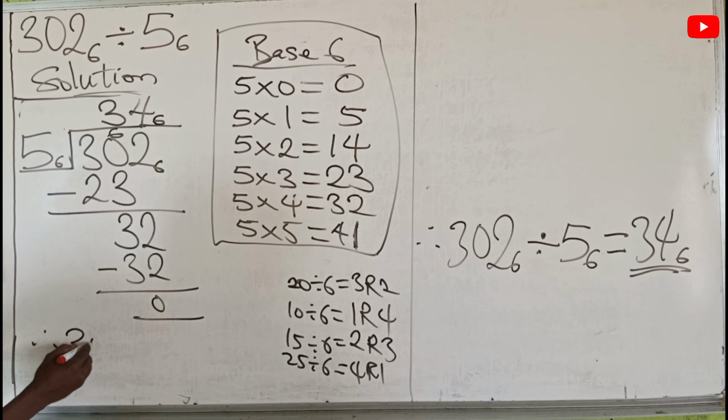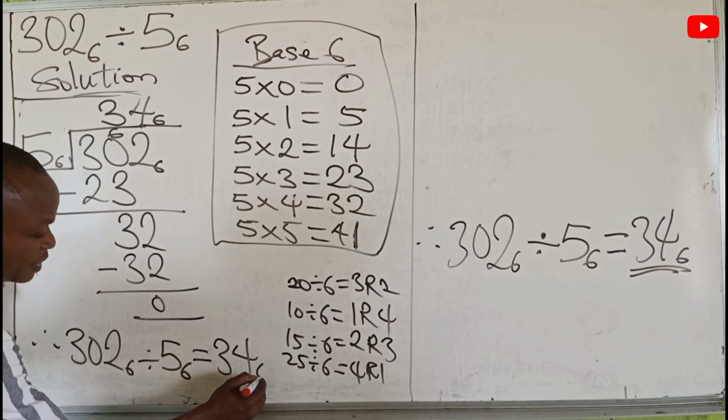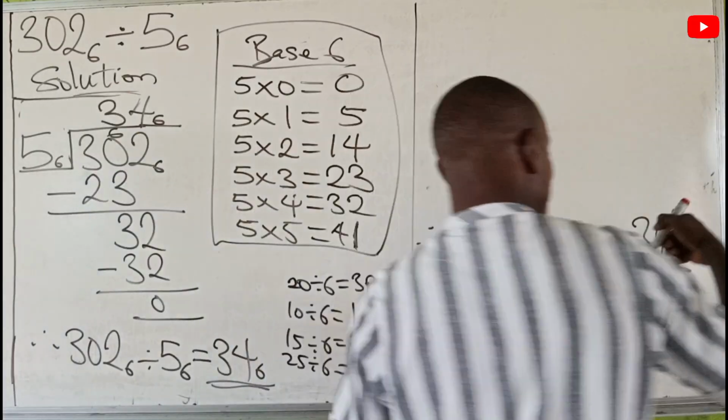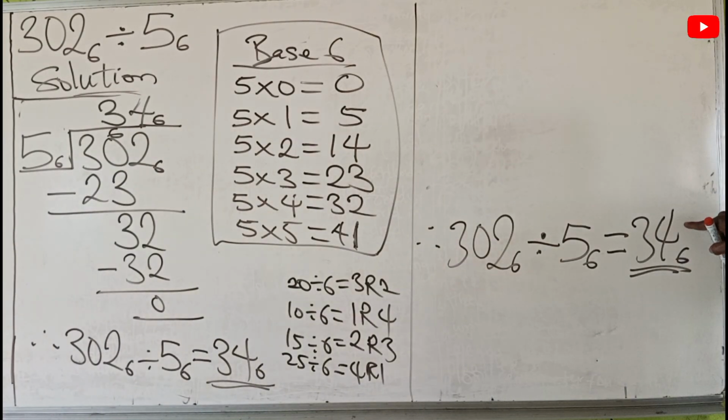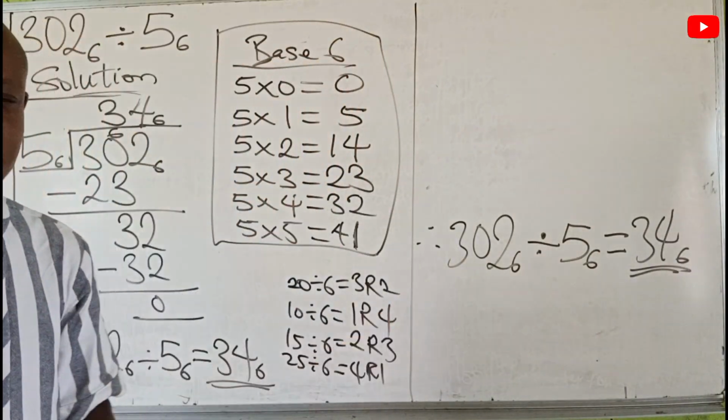So we say, therefore, 302 in base 6 divided by 5 in base 6 is equal to 34 in base 6. So the answer is 34 in base 6, just as we got when we did the division by converting to base 10. So you can use any of these two methods to do division in any of the bases.